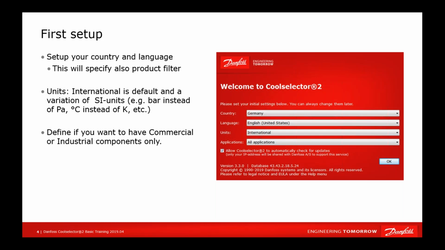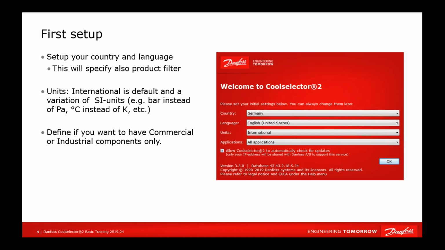Applications: to simplify the user interface, it is possible to select, beside all applications, dedicated commercial applications or industrial applications. This setting will filter down to focus on components that are specifically used in these two different applications. Here, first we will go with all applications, so everything will be displayed.